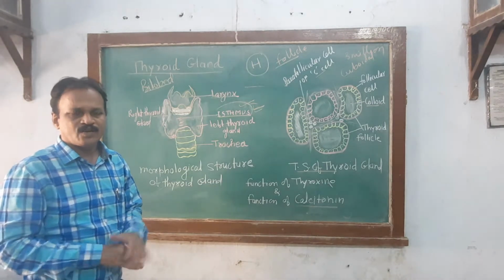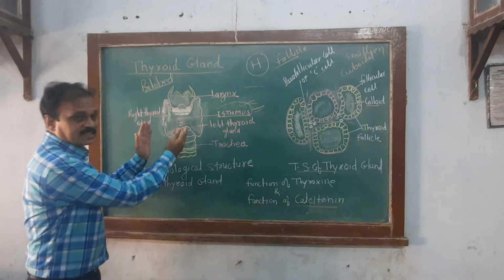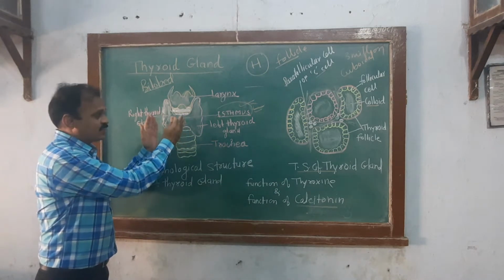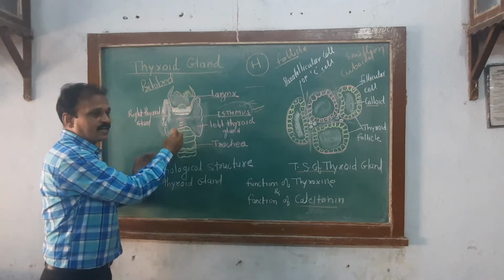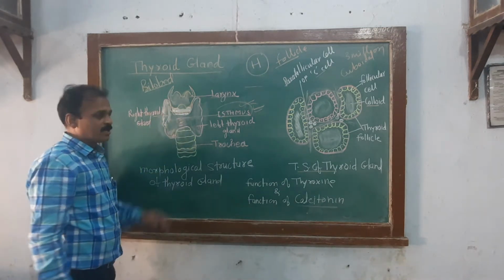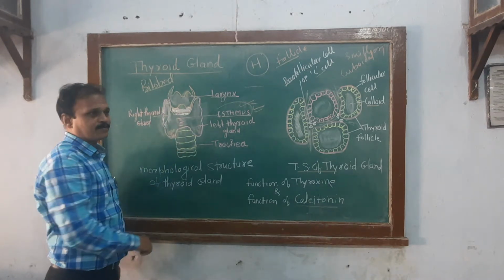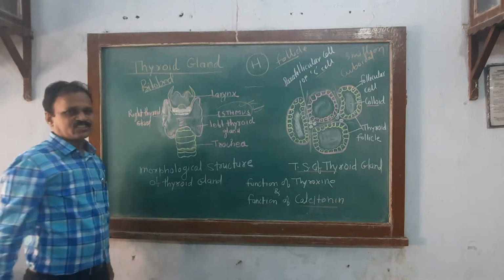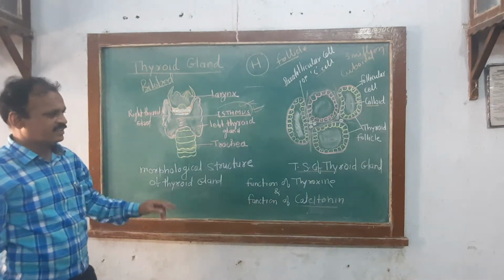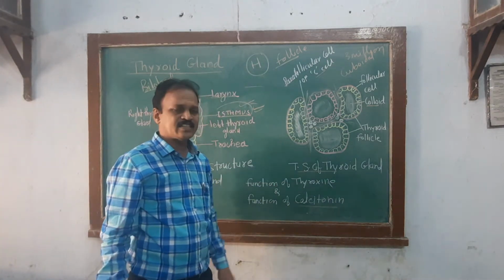Got my point? What is the structure? Morphological structure: butterfly in shape. There are two lobes, left lobe and right lobe. Both are connected with each other by a strand of connective tissue located in the neck region, on either side of the trachea, just below the larynx. That you have to remember. It secretes two hormones, thyroxine and calcitonin.